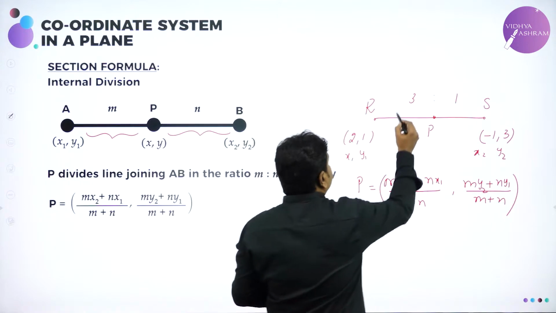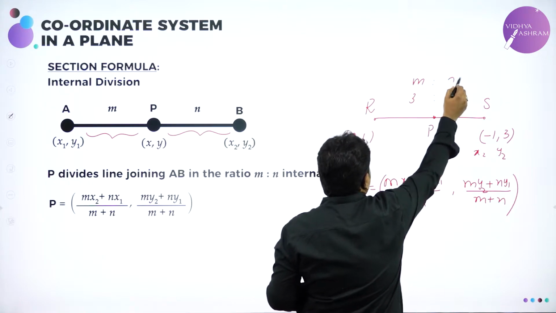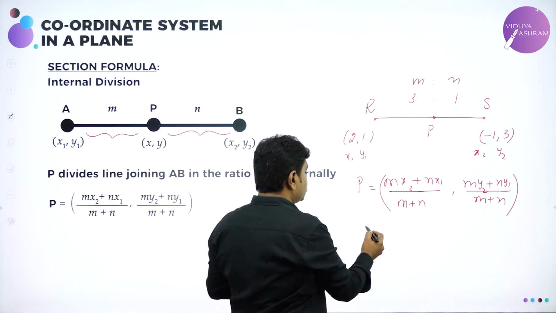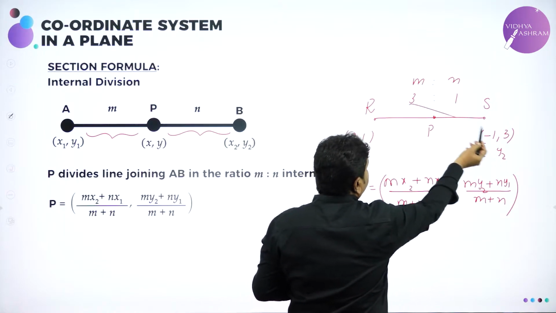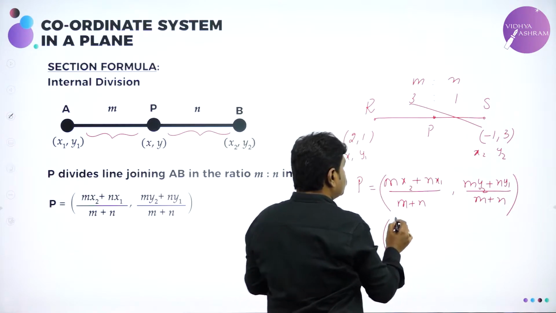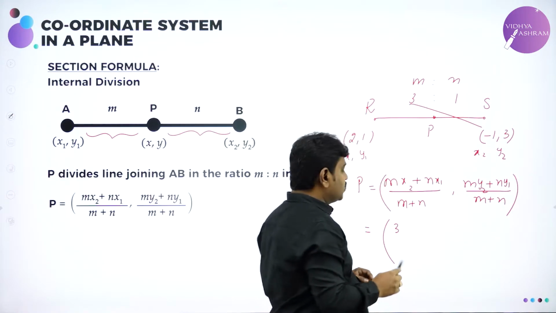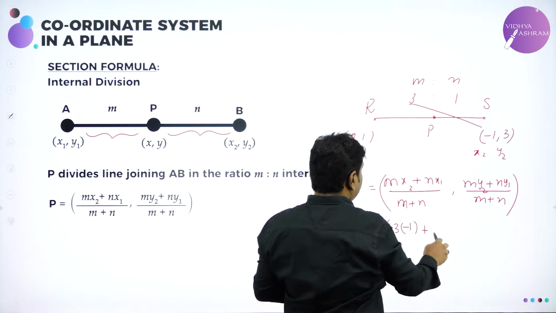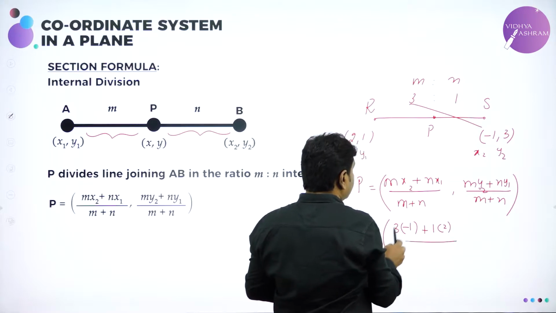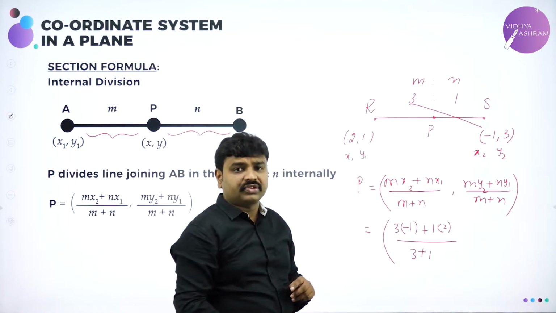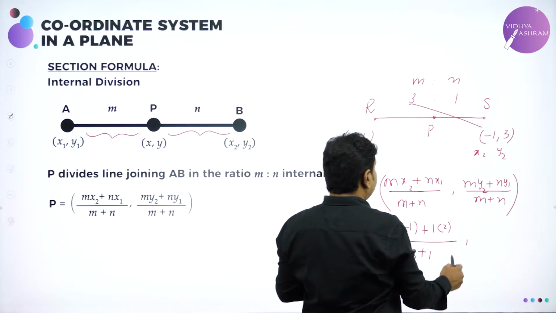So now the ratio we call it as m is to n. M is 3 and n is 1. So now find the point of division, that is mx2. mx2 means what? 3 into minus 1. Here m is what? 3. x2 is what? X coordinate of the second point. So 3 into minus 1 plus 1 into 2 divided by m plus n. M plus n means sum of the ratio, 3 plus 1. Similarly for y coordinate, my2.